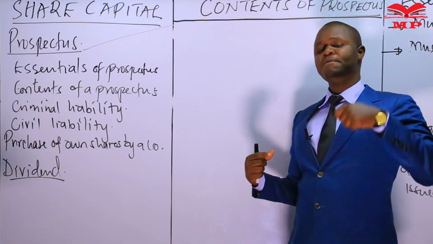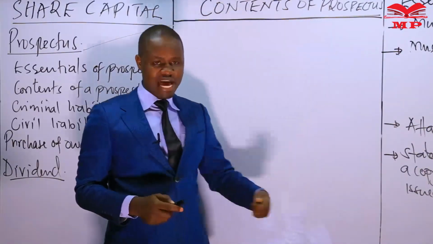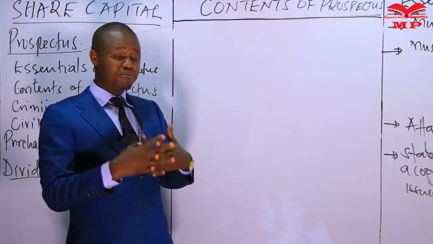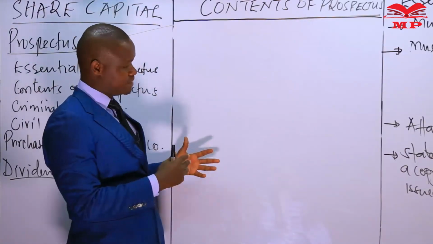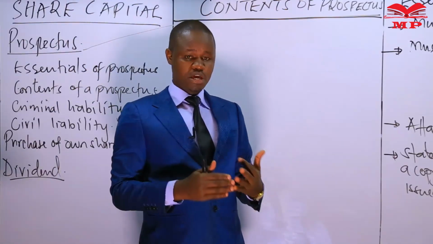So question would be, what kind of information do you expect that we should share in that document? Now, part of the information that we should be sharing in this document will be information relating to the company itself.